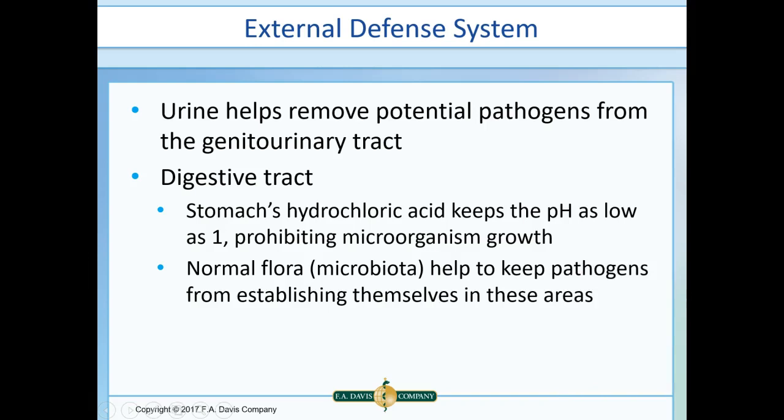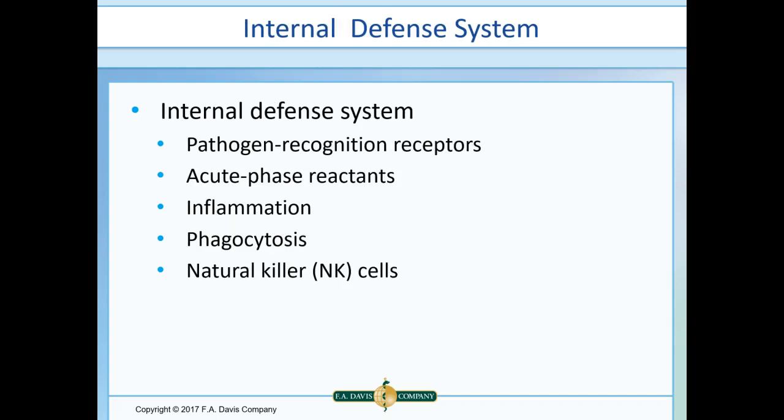The digestive tract also has hydrochloric acid that keeps pH as low as 1. This prohibits microorganisms from growing. So pH being very, very low, that's like really strong acid. We also have normal flora. Okay, normal flora helps keep the bad pathogens away.